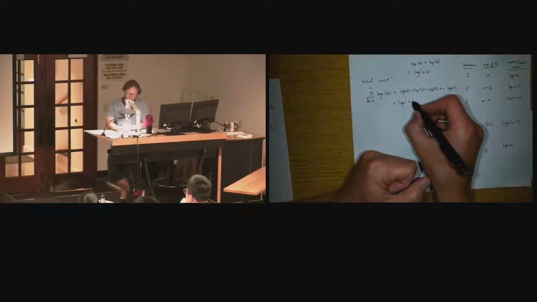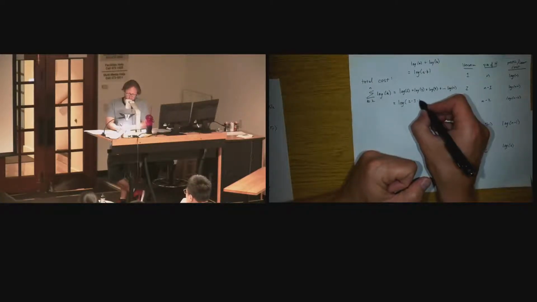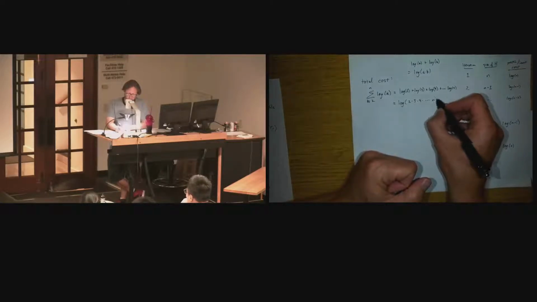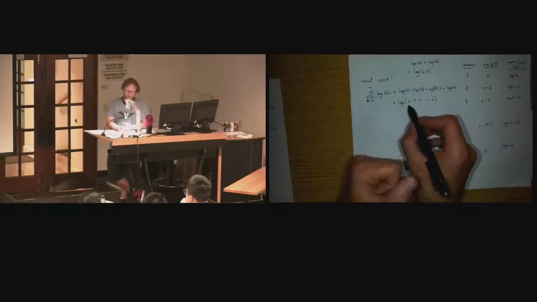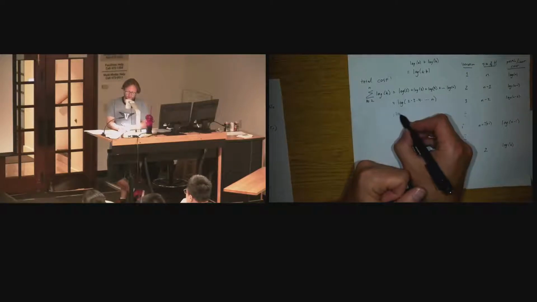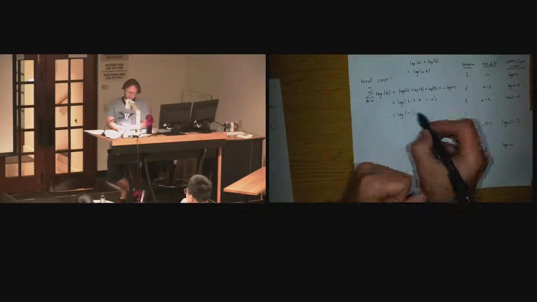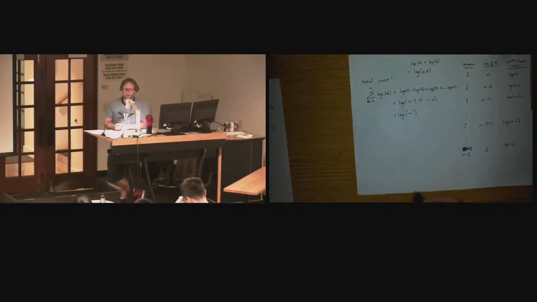Log of 2 times 3 times 4 times dot, dot, dot, n. What is this thing right here? Log of n factorial. Now, factorials are huge, and just like with the number of permutations, you don't want to do that in practice. But if you take the logarithm of a huge number, guess what? It becomes not so huge.